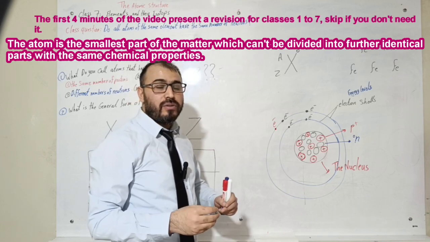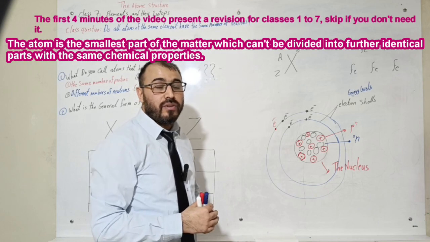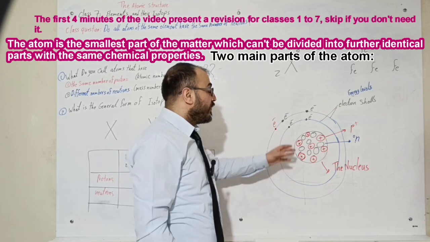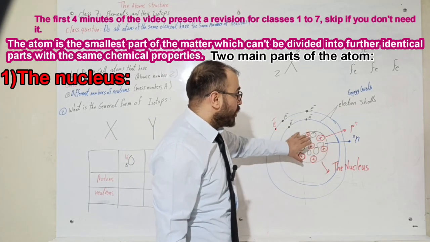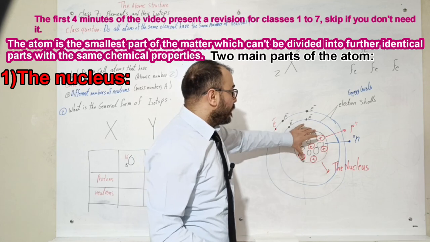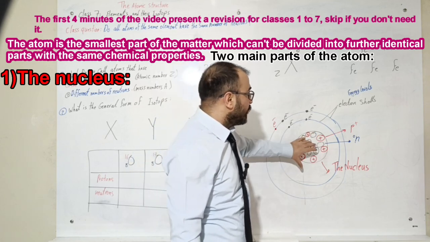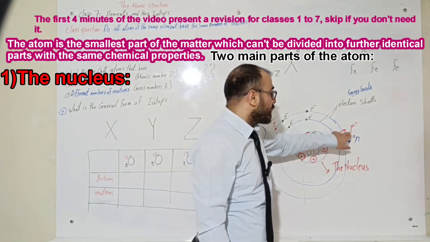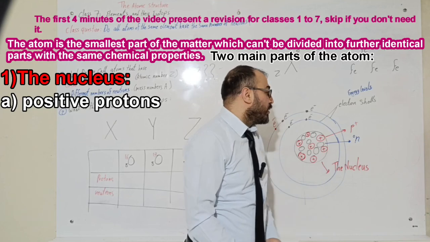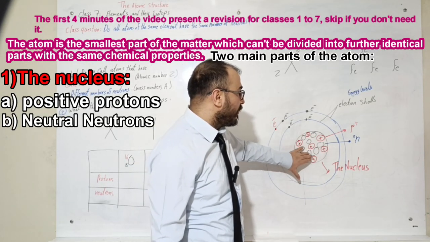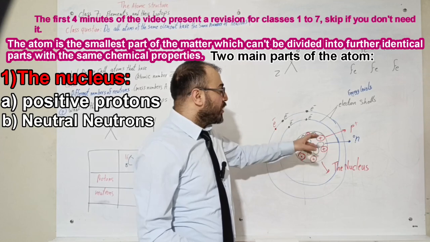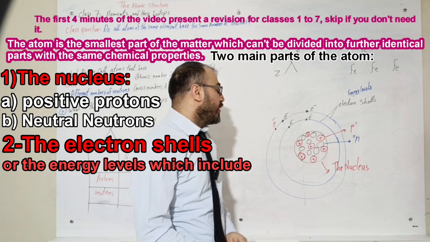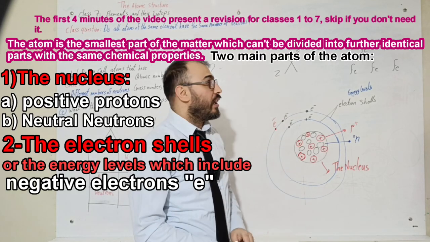Then we said that if we want to study the atomic structure, we have to concentrate on two main parts in the atom. The first one is called the nucleus, which is in the center of the atom and includes two main types of particles. The first type is called positive protons, the other one is called neutrons, and we said that all of those can be called nucleons. Then we said that the other part is called the electronic shells or energy levels, and they include only negative electrons.